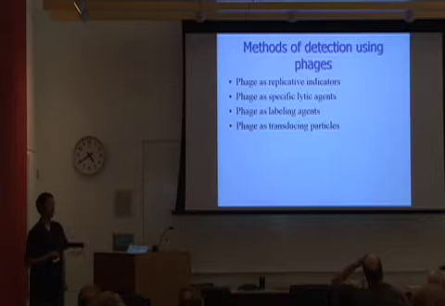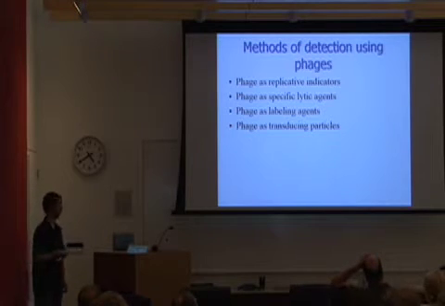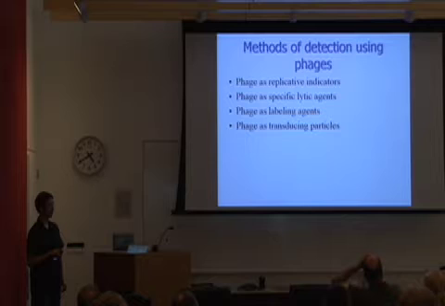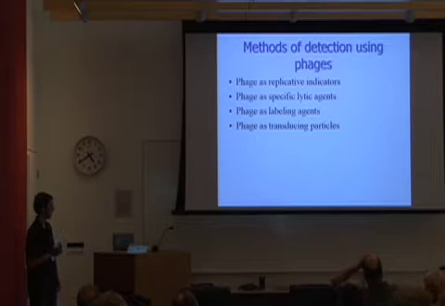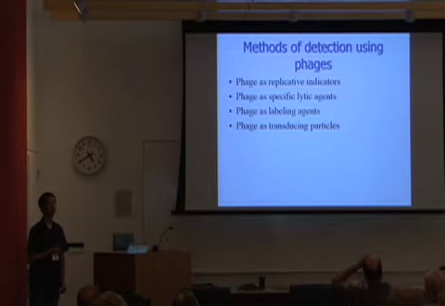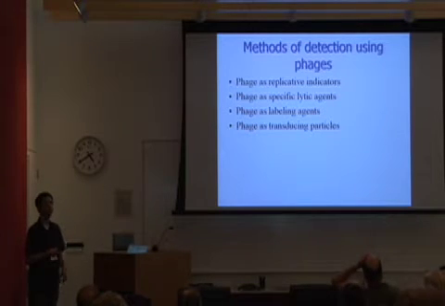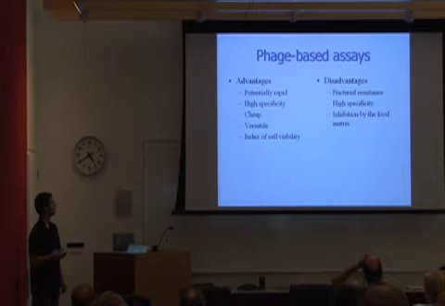So there are a few ways you can use phages as biosensors. You can use them as replicative indicators, as lytic agents, as labels, and also as transducing particles, which is kind of like using them as a reporter. Right? So you have a genetically modified phage which will do something upon infection.